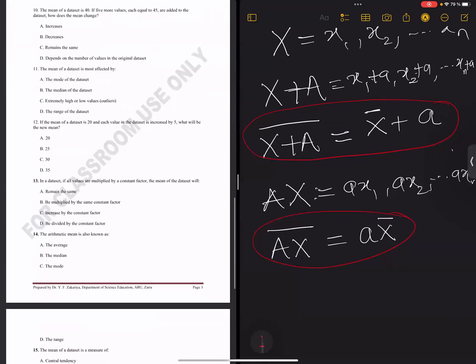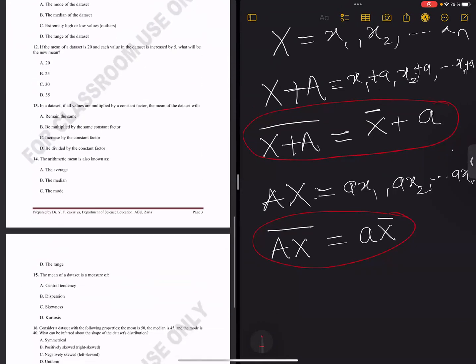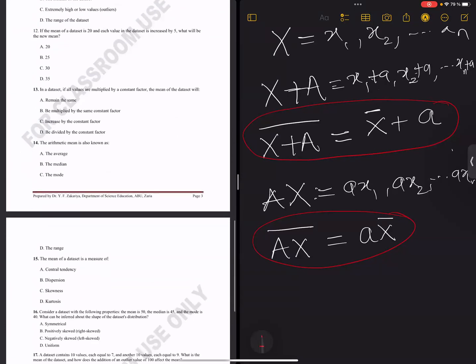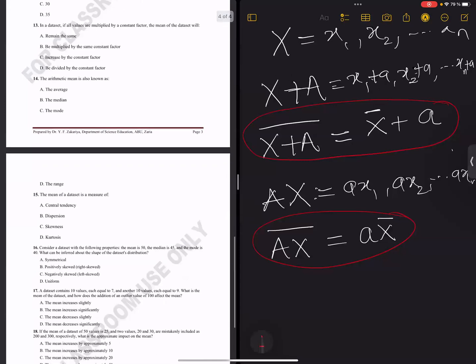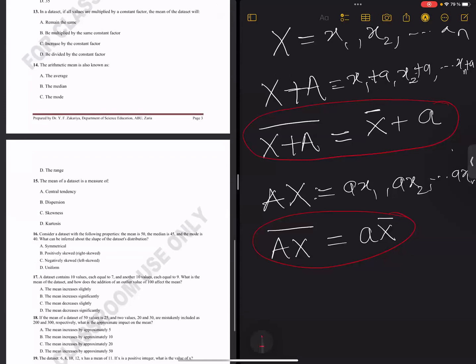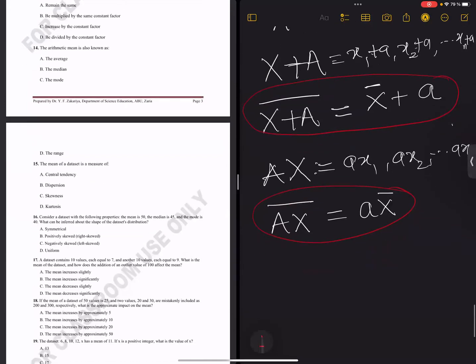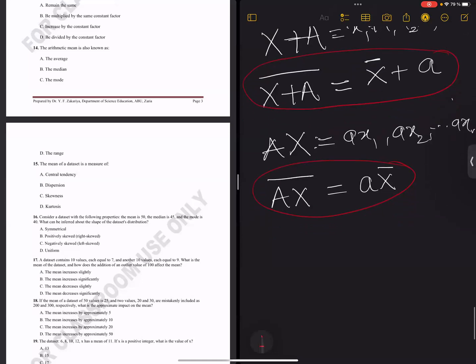All right, so let's move. The next problem is problem number 14. The arithmetic mean is too easy. Tell me the answer straight away. The arithmetic mean is also known as the average. Very, very easy. Maybe the last question for today. Let's see if we have time, or I should just keep this difficult question.